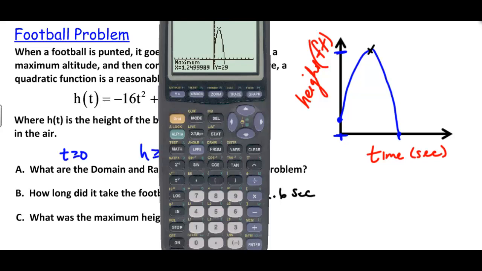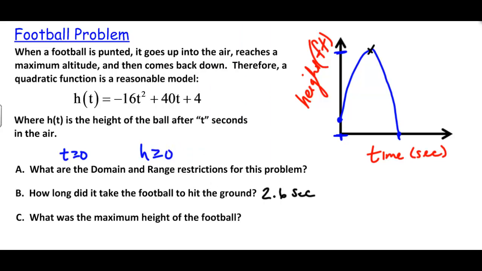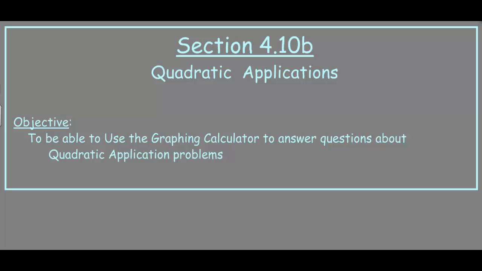I get 2 numbers. Now remember, the first one is my x value, my time, so that's how long it took to get to the height, and then the y is how high it goes. So the highest the ball gets is 29 feet. Okay. I hope you feel a little bit better about solving some different application problems using your calculator.